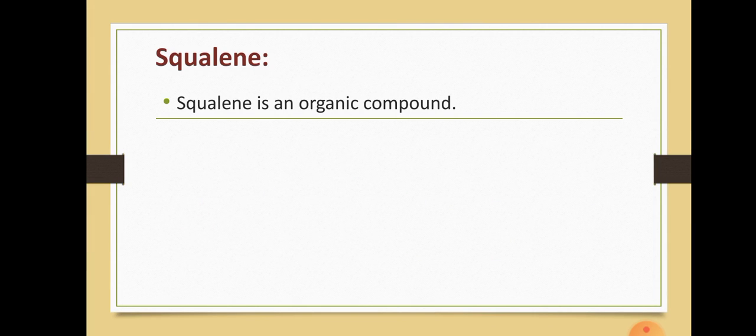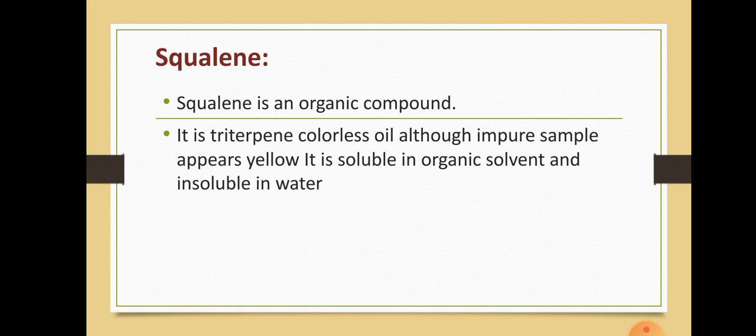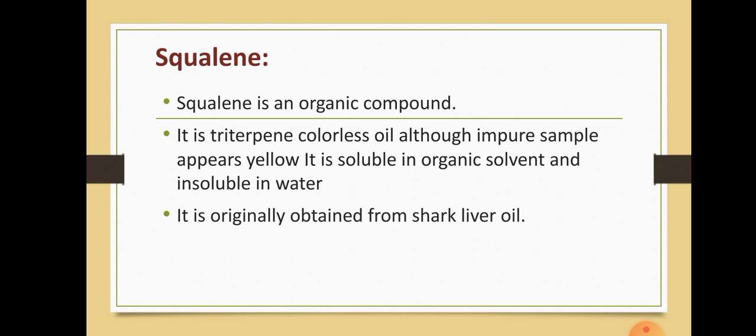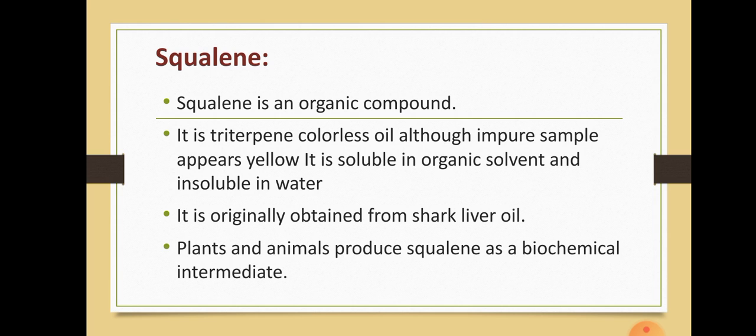Squalene. What is squalene? Squalene is a linear triterpenoid. It is an organic compound. Triterpene is a colorless to yellow solution, soluble in organic solvent but insoluble in water. Originally, it is obtained from shark liver oil. Squalene is a biochemical intermediate for plants and animals.